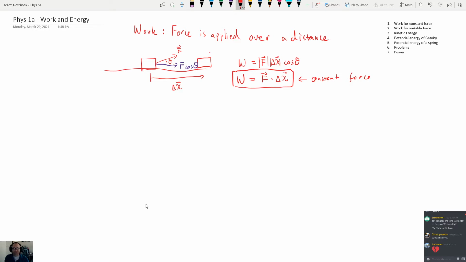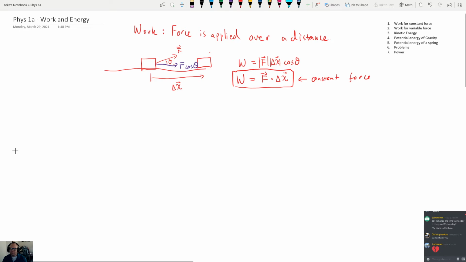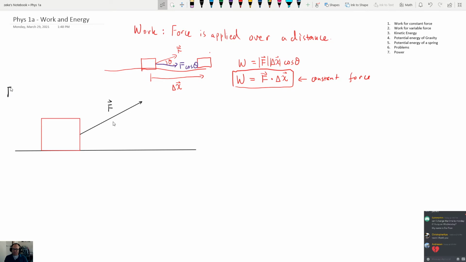Okay, and we're going to do a really simple example of this. So let's say that we take a flat surface like this, and on that surface we put a box. Make it a different color. And let's say that this box is pulled by a force similar to the one that I did here, but let's actually use a vector symbol for it. So we have a force that goes up like this, and let's say that the value of that force is equal to 200 newtons.